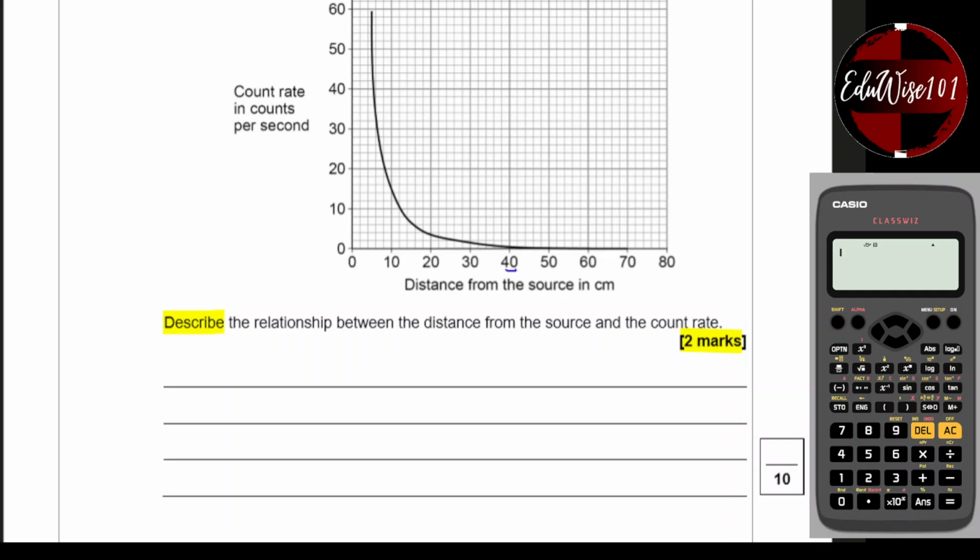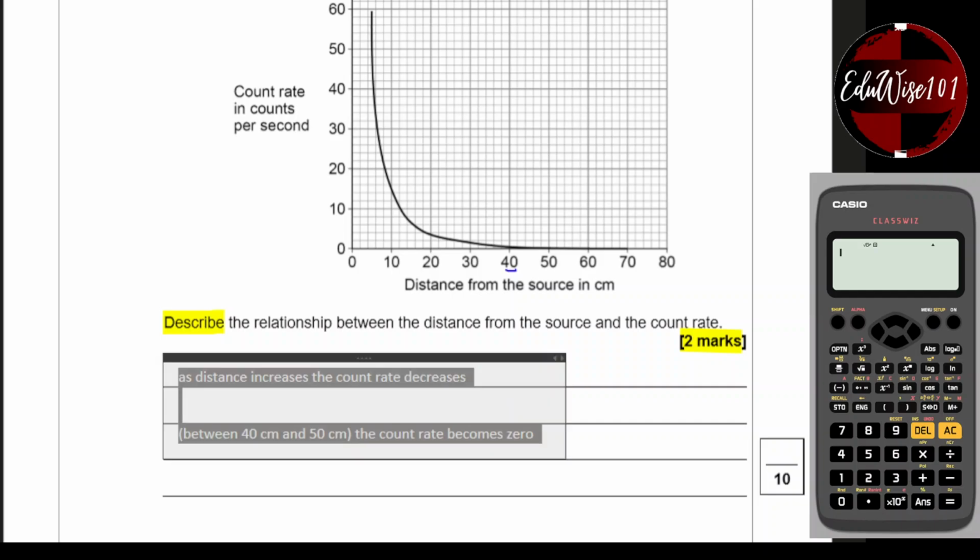You have to compare what's happening on the y-axis and the x-axis. As the distance increases, from nearly 5 centimeters to 7 centimeters, what is happening to the count rate? The count rate is going down. And the second point you can say is that by the time it reaches about 40, the count rate is nearly 0. So here's a model answer.